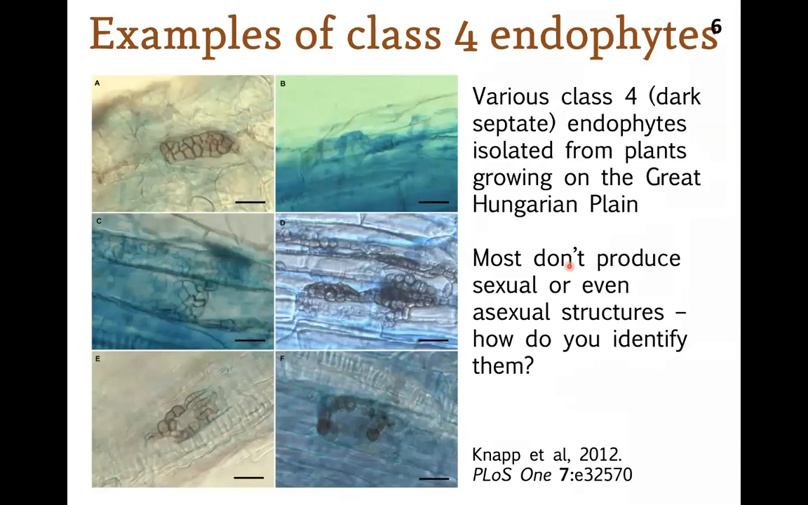And then the class 4 endophytes, these are the dark septate endophytes. Here's some pictures of the endophytes. So these are these dark guys, these little blobs here, actually the hyphae, believe it or not, that are growing inside plants that happen to be isolated from the Great Hungarian Plain for whatever reason. And the reason that you've got these strange pictures is that most of these things don't produce sexual or even asexual structures, so they're very hard to identify and very hard to look at and very hard to study, and they don't seem to grow in a free living way outside of the plant.